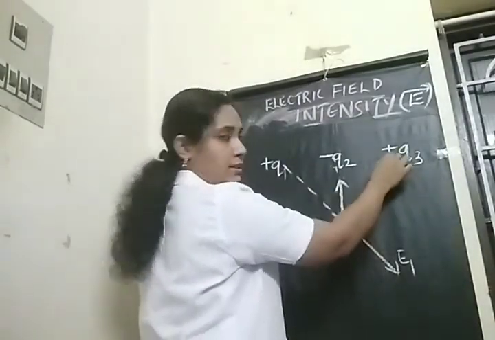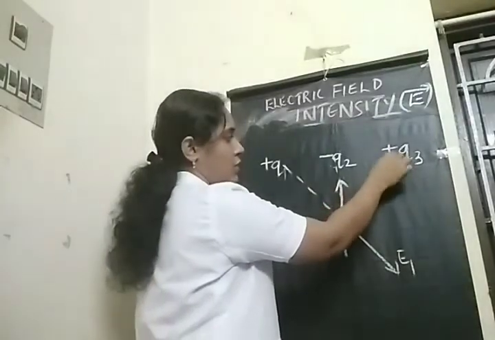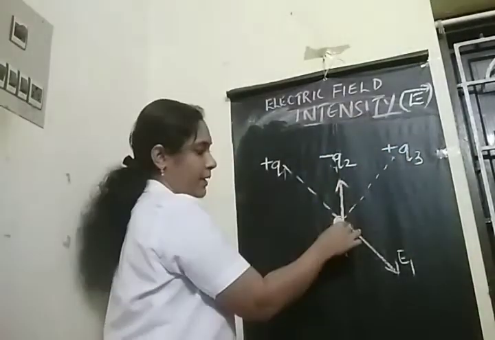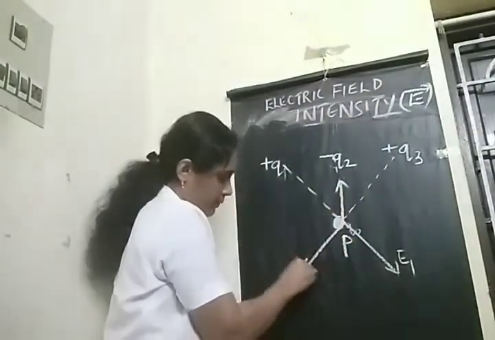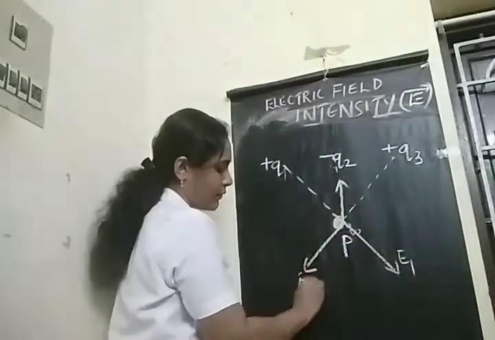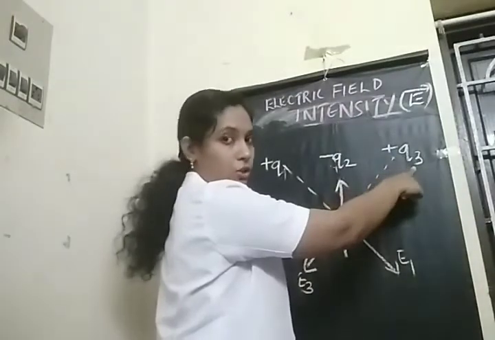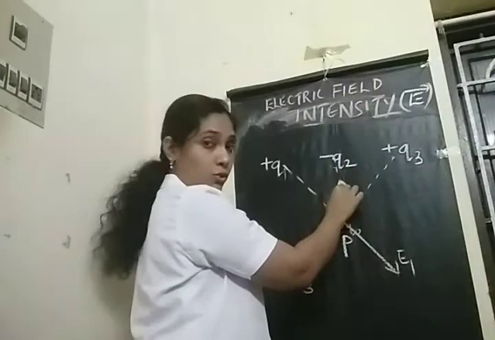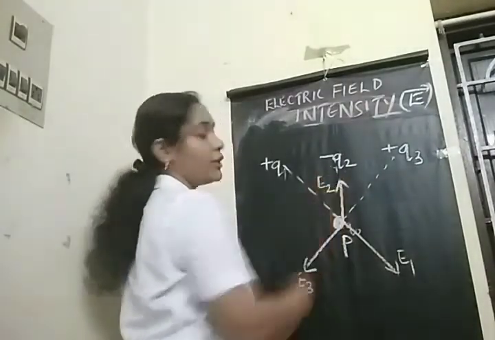And here in this case, Q3 is a positive charge. So what will be the direction of electric field? Here, it will repel this test charge. So this will be the direction of electric field produced by the charge Q3, and this is the electric field produced by the charge Q2. So let it be E2.